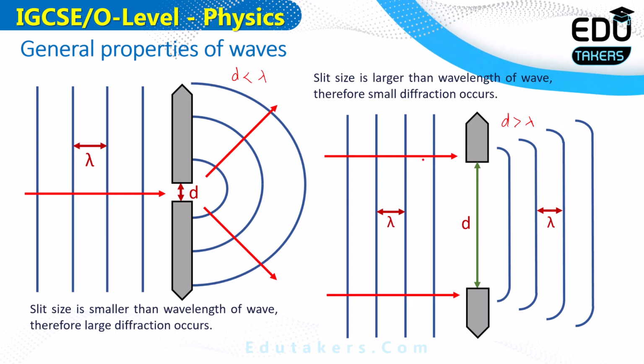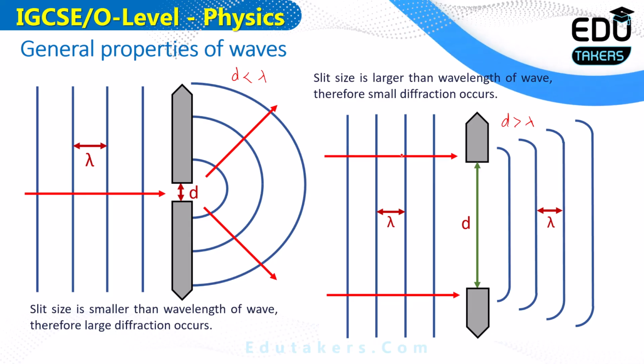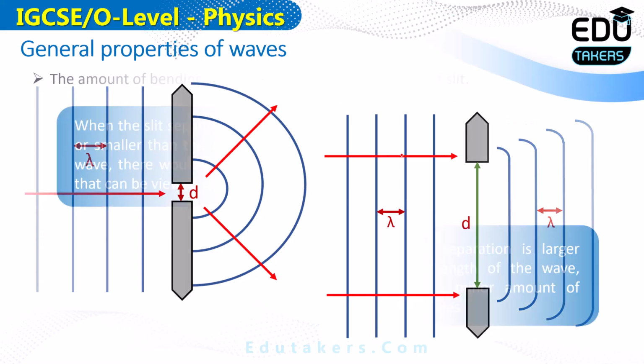So I can simply say that there is minor diffraction. The water waves cannot bend into a semicircular shape after passing through the barrier when the distance between the obstacles is very large compared to the wavelength. So this is the difference between the two. By comparing the distance between the barriers and the wavelength, you can simply tell where the diffraction is smaller and where it is larger. Let's go back and see it again.